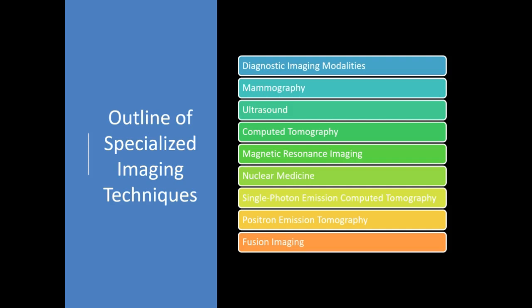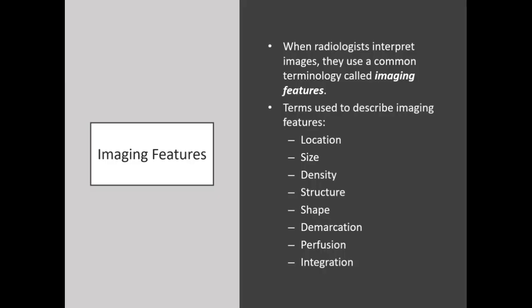Outline of specialized imaging techniques. There are diagnostic imaging modalities such as mammography, ultrasound, CT or computed tomography, MRI or magnetic resonance imaging, and nuclear medicine, single photon emission computed tomography. And there's positron emission tomography, which is PET. The one above it is SPECT. And then you have fusion imaging, where you combine CT or MRI with PET scans or nuclear medicine.